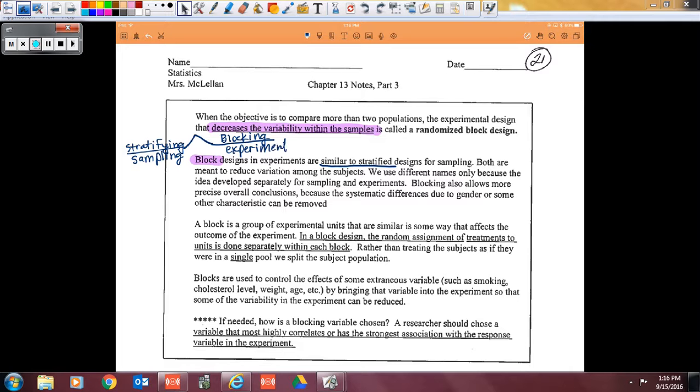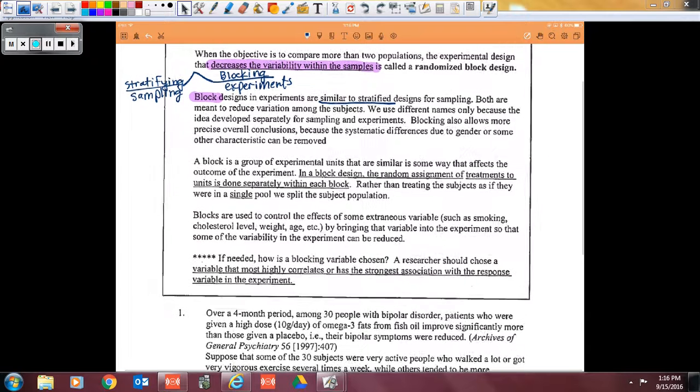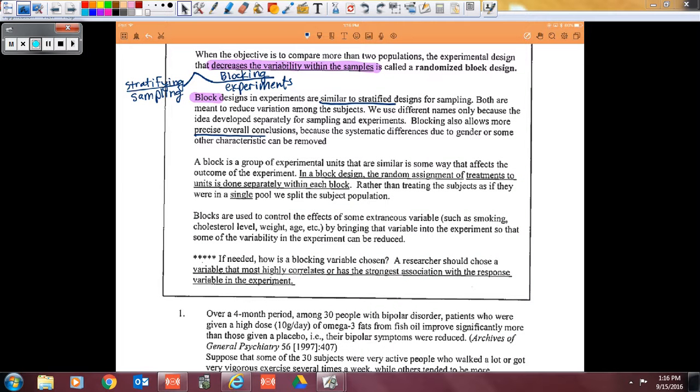And so what happened was these just developed separately in different parts of the world or at different times. And so they got called different things. Okay, they got called stratifying when people took samples, and they got called blocking when you were doing an experiment. But they are the same thing where you group homogeneous groups. You make homogeneous groups to reduce variation. Okay, so blocking will allow us to make a more precise overall conclusion.